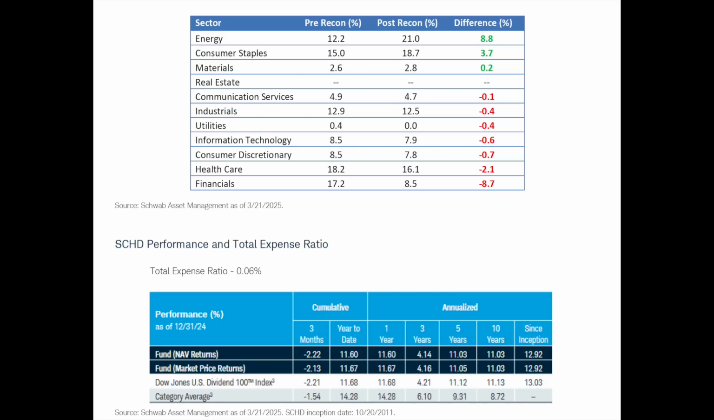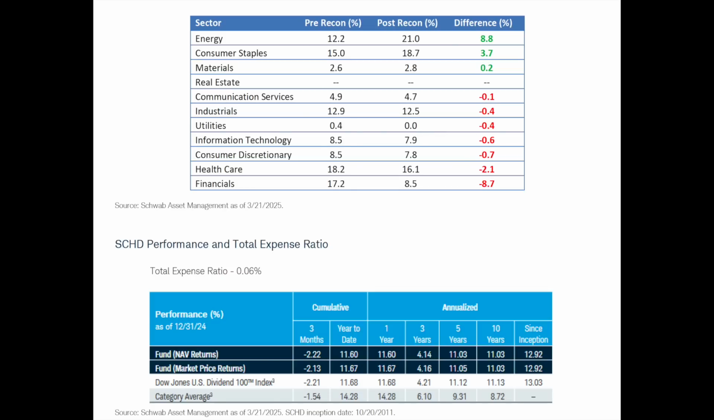Technology, it's pretty even. Pre-reconstitution, post-reconstitution. I like that because hey, at that solid 7.9%, that's strong, and I lack exposure in my main portfolio to technology. Financials, you can see, though, took a hit. It went from 17.2% to 8.5%. It dropped a lot. I didn't like seeing that, to be honest, because I would like more exposure to financials because I don't have too much exposure in my main portfolio.